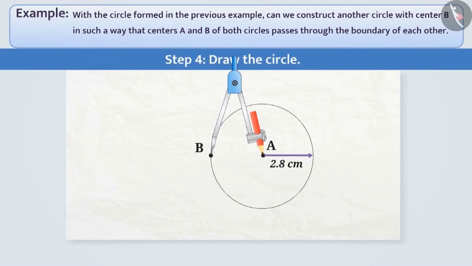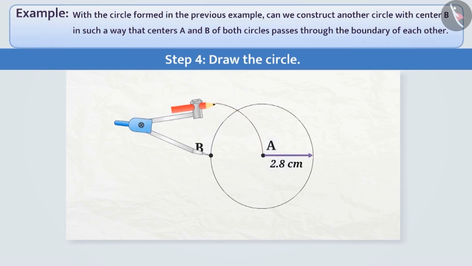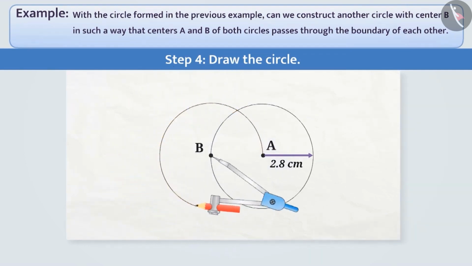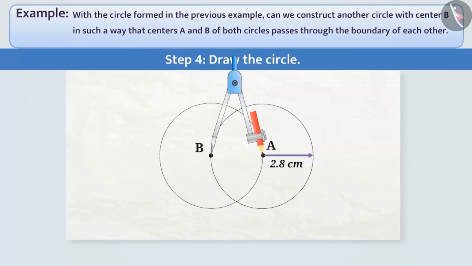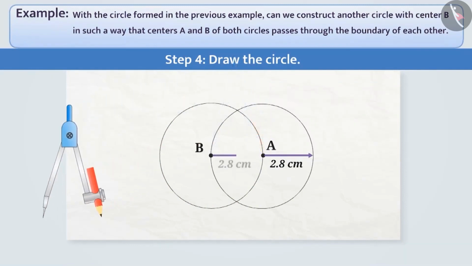Step 4. Now, we will keep the pointed end of the compass fixed at the center B and rotate the tip of the pencil slowly and complete one round. From this, we will get a second circle with center B and radius 2.8 centimeters. We can also see that the center of the first circle passes through the boundary of the second circle.